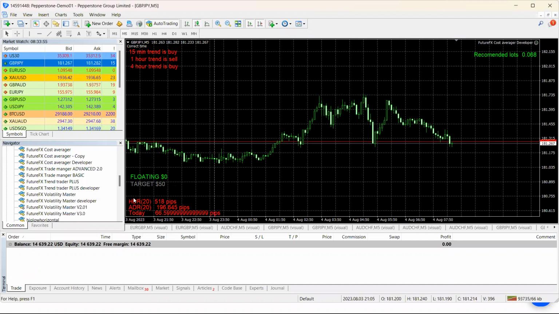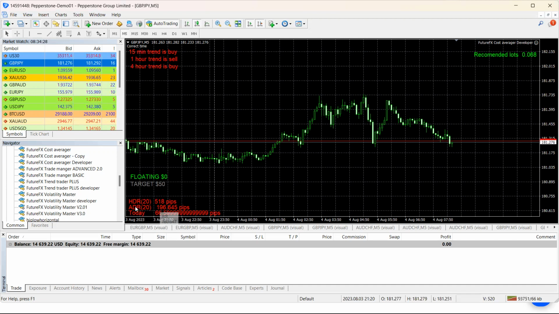Down the bottom left-hand corner, we have the ADR. That's the average daily range, in this case over the last 20 days. That's a variable you can change. And it also shows the highest daily range over the last 20 and how much movement there's been today already. So we can see that the average daily range is just under 200, but the highest is over 500. So there's a big difference. There was obviously one day at least that was much larger than the average daily range.